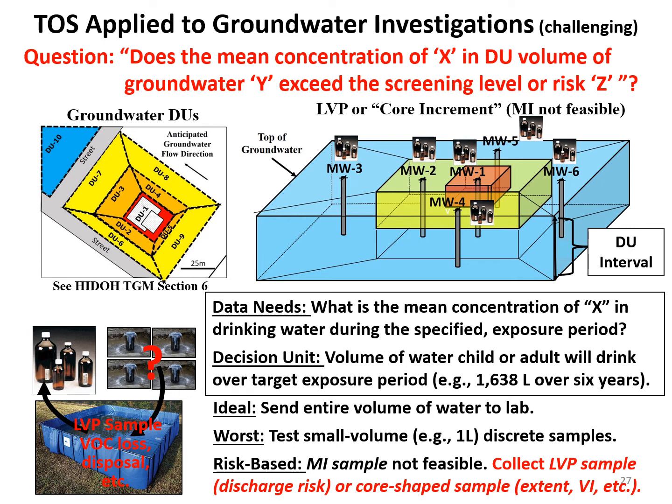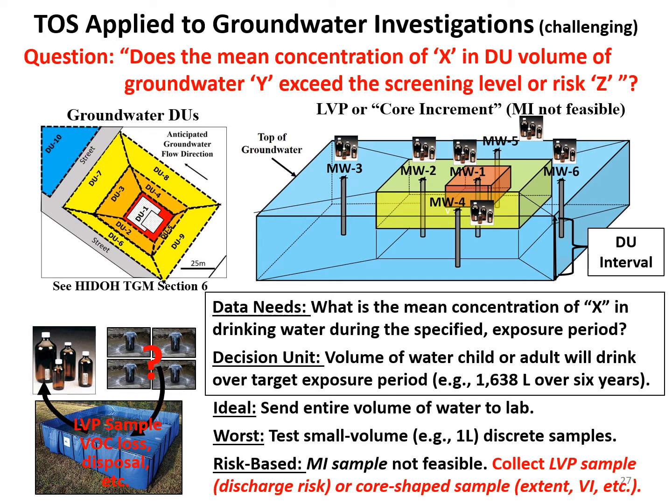The worst thing you could do is just take a real small 1 liter or even half liter or smaller 40 milliliter vial sample from that groundwater. What's the chance it's representative of the groundwater around it? Probably not nearly as much as we like to think it is. A more risk-based approach, collecting a multi-increment sample, let's put in 30 wells within this targeted area. Well, that's not really going to happen.